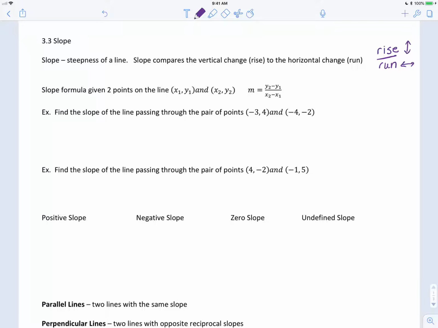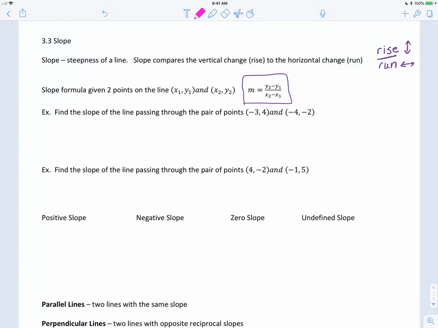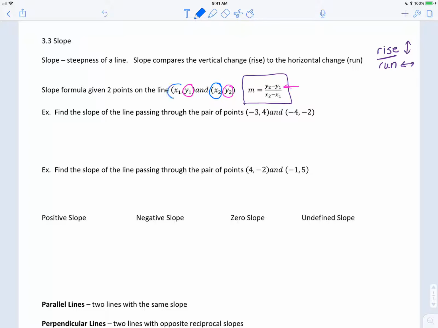And so when we talk about the slope formula, usually we're given 2 points on the line and we're told to come up with it. That formula is m is equal to y2 minus y1 over x2 minus x1. All we're doing is looking at the change in our vertical rise. We're taking our two y values and seeing the difference in them over the difference in those two x values. We're taking the x values on the bottom and seeing what that difference is.